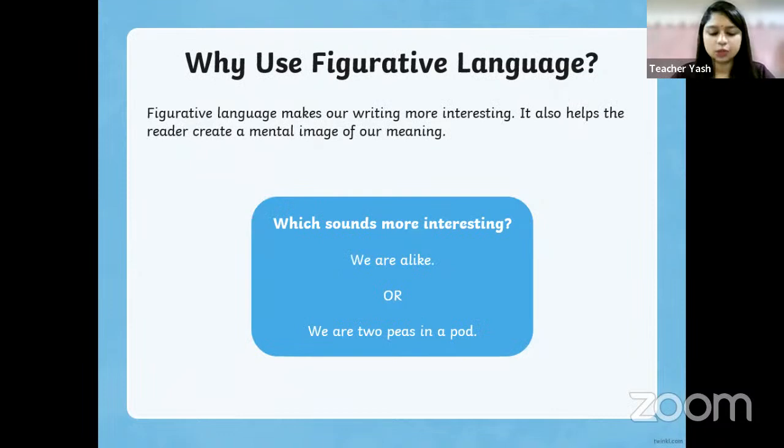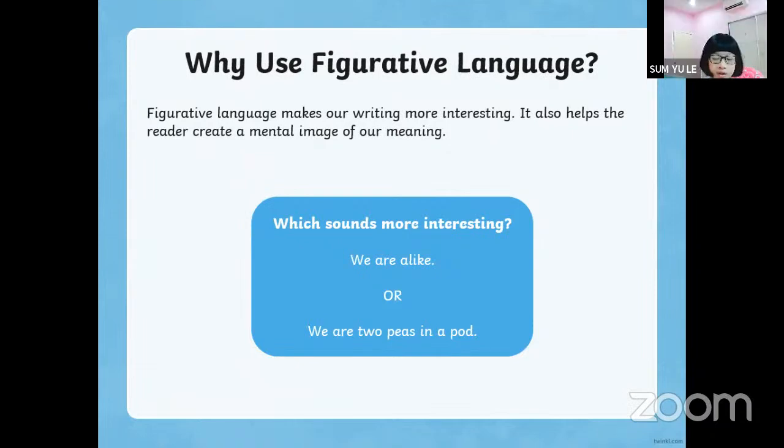Okay, so can you please read this? Why use figurative language? Figurative language makes our writing more interesting. It also helps the reader create a mental image of our meaning, which sounds more interesting.